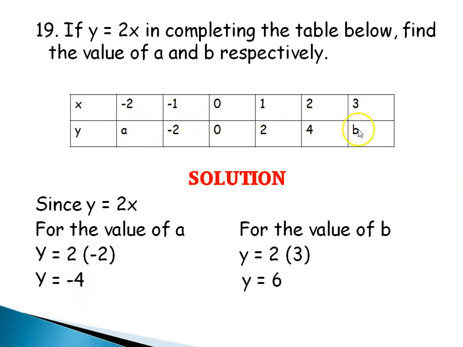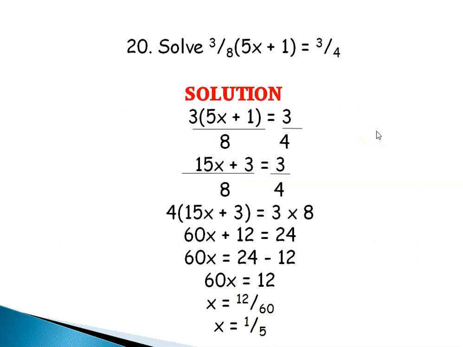And then I have to look for b. b is when x is 3. So I'm going to put 3 into this equation. y is equal to 2 times 3. So y is 6. That means my b is 6. a is minus 4 and b is 6. Is that taken? Very good.